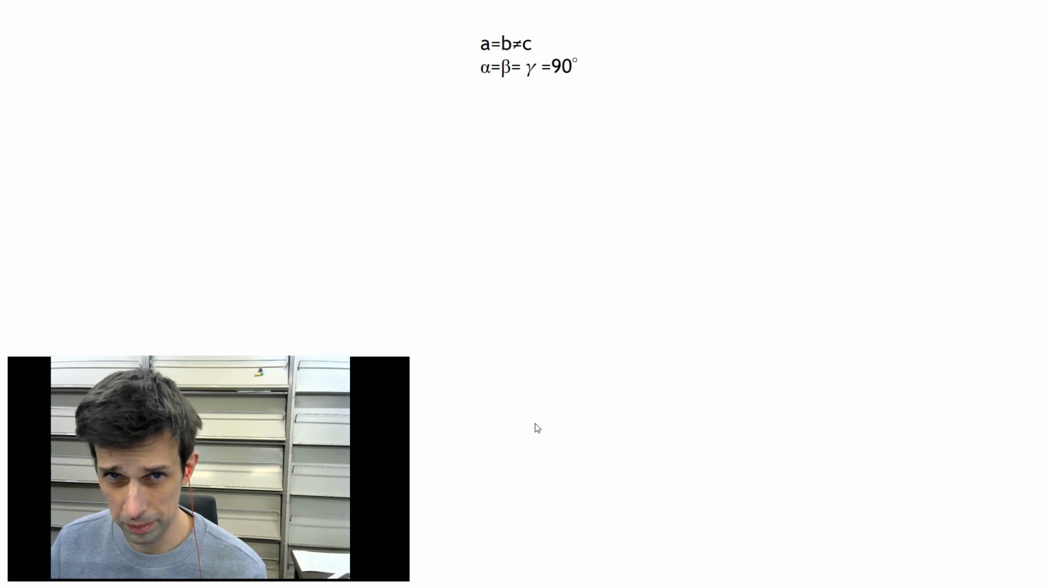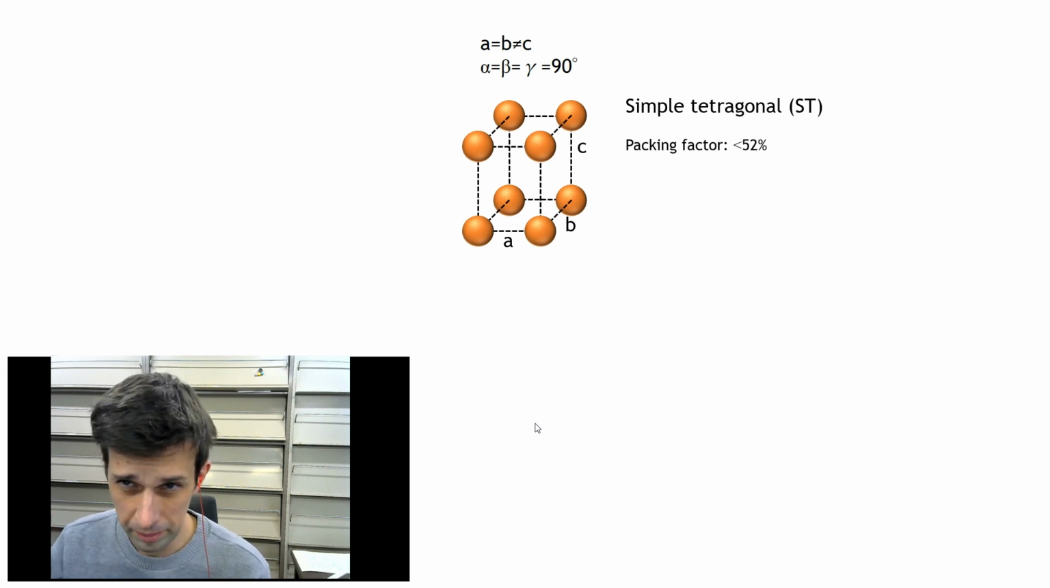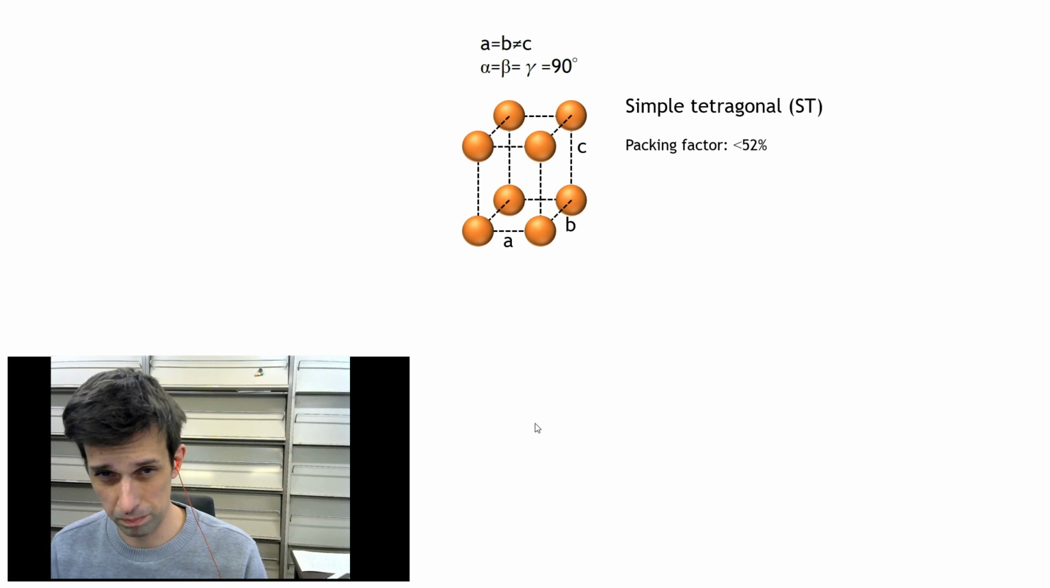Then we have the lattices where A equals B and is different from C, and all angles are 90 degrees. So these are boxes, basically, all boxes that have a square base and a different length for the height. And in this case we have the simple tetragonal, which is based on just 8 atoms, and the packing factor will always be lower than 52, because as we squeeze this box from the top down, the maximum compression that we can reach is the compression that we have in a simple cubic, which is 52%.